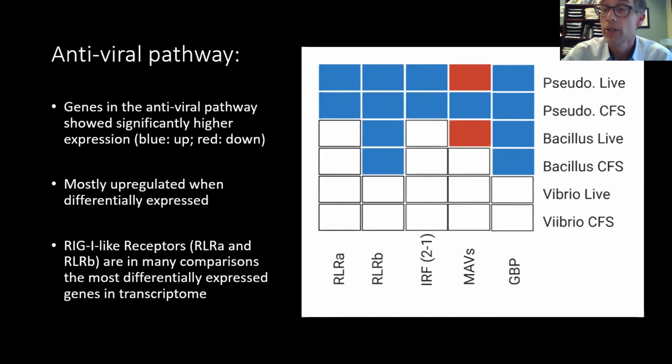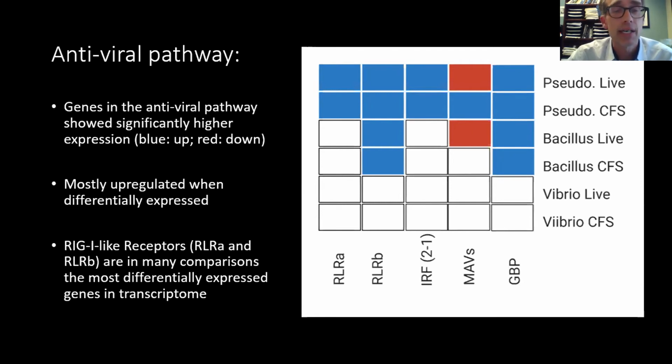But for these, we show that they are differentially expressed specifically in the Pseudomonas and the Bacillus. Most of the time they're upregulated in those cases, regardless of whether it's the live cells or the CFS. Whereas in Vibrio, it appears to be almost absent. We see no differential expression of these particular nucleic acid sensors.